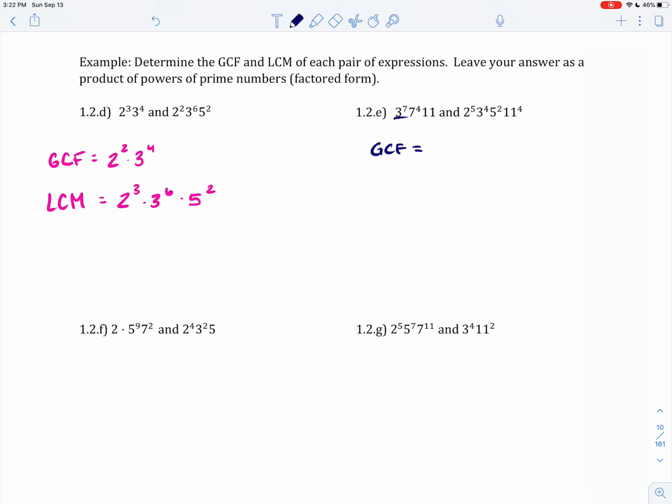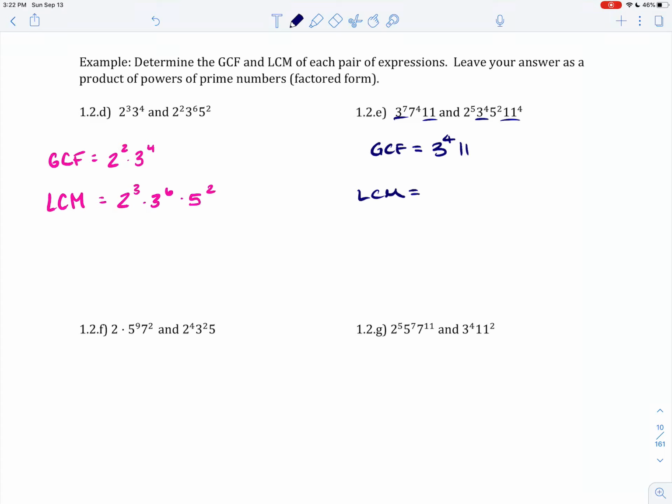Of those numbers, I can't include any 2's. I've got some 3's. The lower exponent is 4. I can't include any 7's. I can't include any 5's. But they do both have 11's, and I'm limited by the power of 1. There's my GCF.